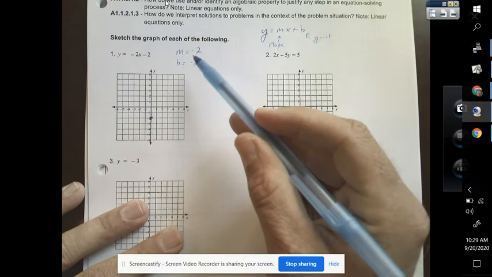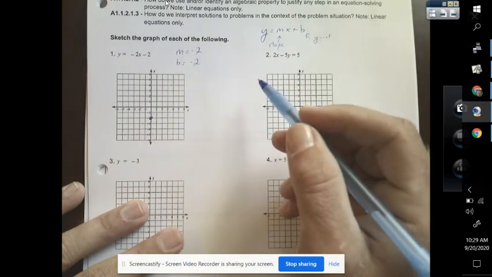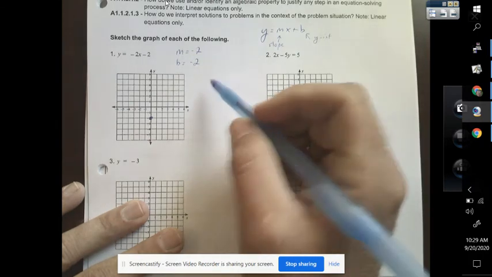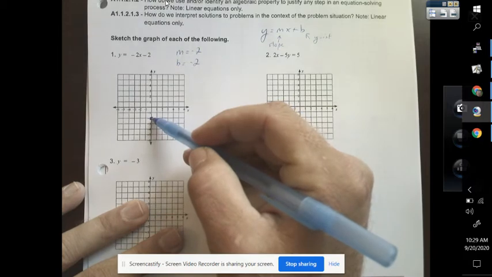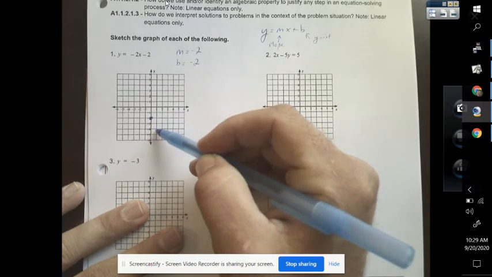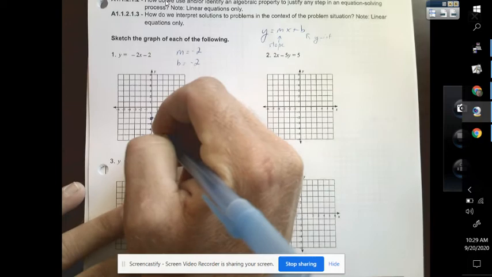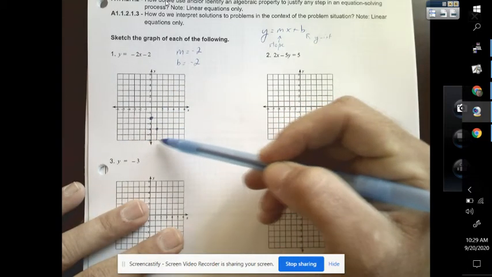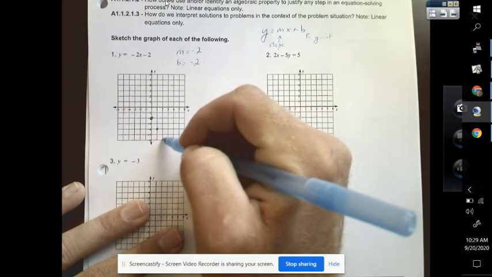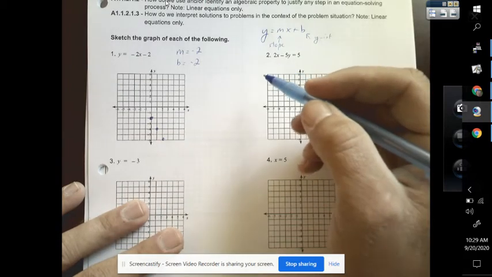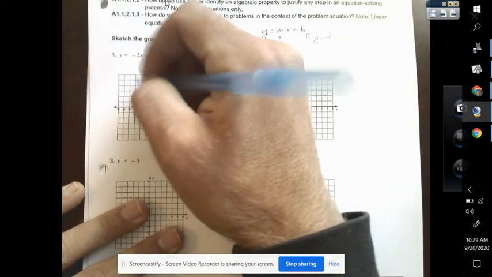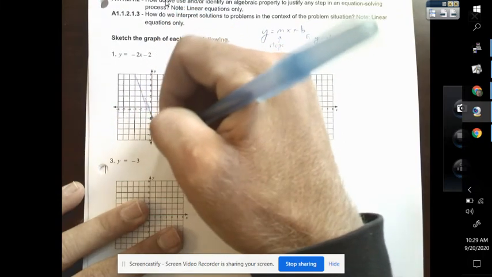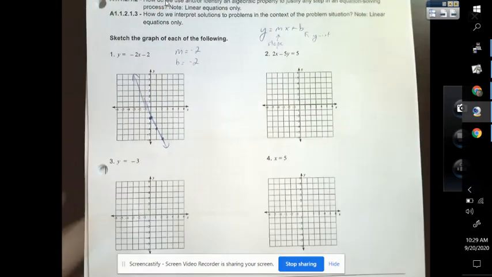Now my slope is negative 2. Technically that's divided by 1. So rise over run. I'm going to go down 2 over 1. All right. Down 2 over 1. All right. Technically you only need 2 points. Once you have 2 points, you have enough to graph that line. There you go. All right.